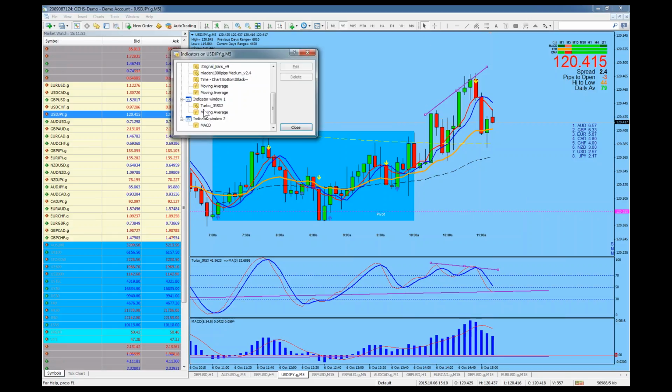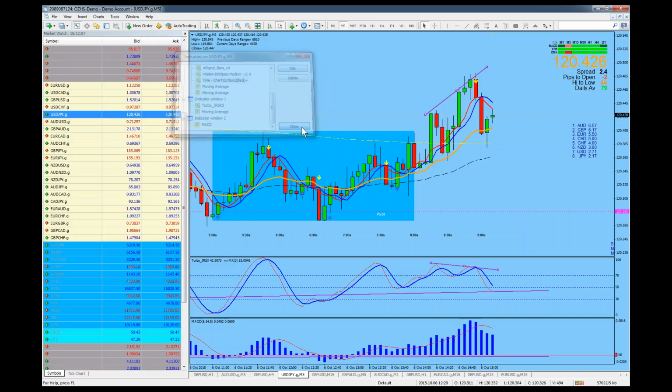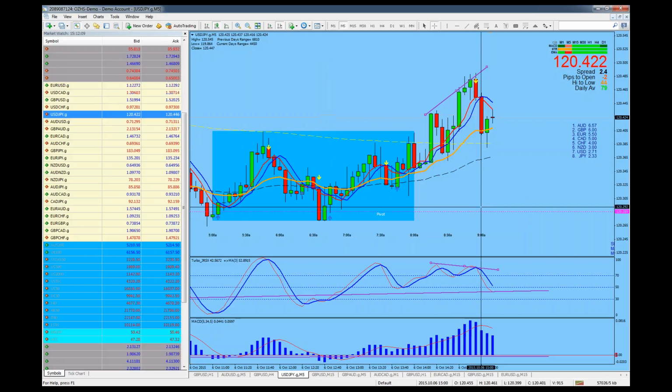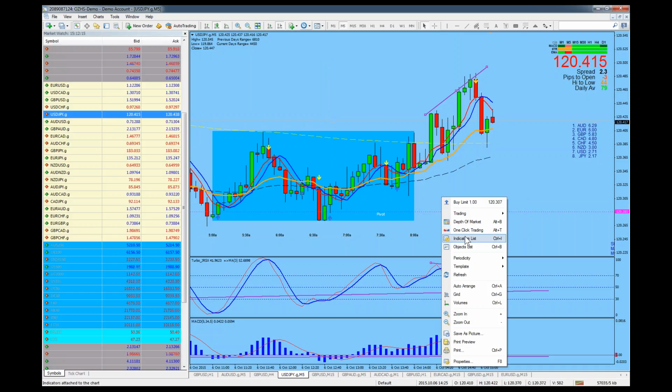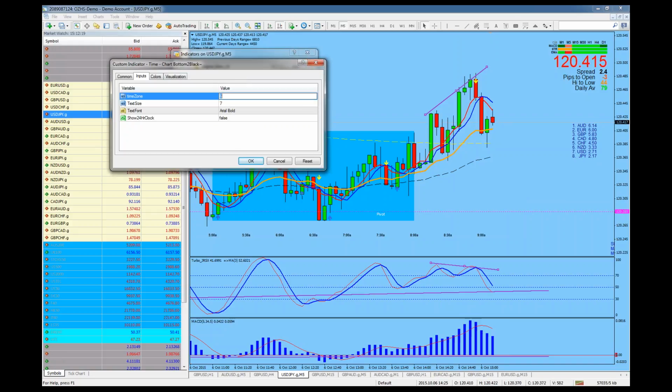So indicator list, time chart bottom, edit. Yeah, this should be a 6, I think, on this broker. Let me just see what it pans out to. 8:39. No, this should be just after 10 o'clock. So let's go back to indicator list, time chart bottom. Let's make this a 7 and see where that pans out. I might have to make it a 5.